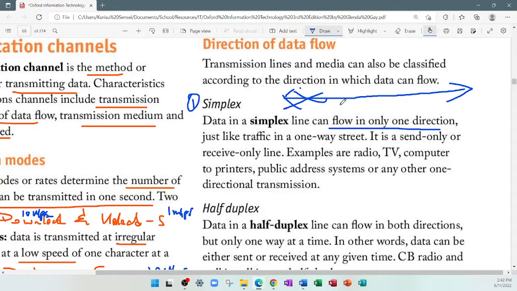Does not go both ways at the same time. Only one. So you can think of your television, radio, when you're sending something to print to your printer. Those are simplex methods. You can also think of simplex as being a one-way street. So the radio channel, the TV channel, it sends data to your television, it sends data to your radio, and that is called simplex. Data is only going in one direction.